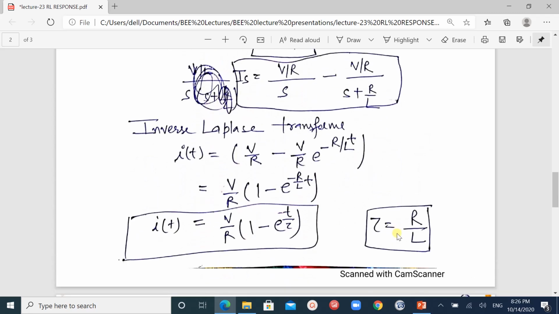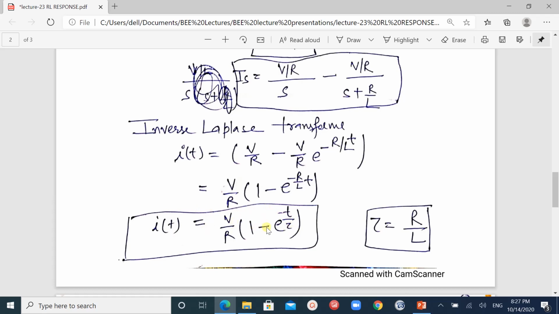Now take the inverse transform of this equation. When we take the Laplace transform, the circuit works in the s domain. When we take the inverse Laplace transform, it works in the time domain. So i(t) is equal to V upon R minus V upon R e raised to the power minus R by L into t. So take V by R common, it will become V by R into 1 minus e to the power minus R by L into t, and L by R is our time constant tau. So replace it with tau: i(t) is equal to V upon R into 1 minus e raised to the power minus t by tau.